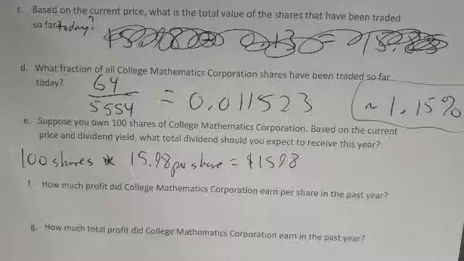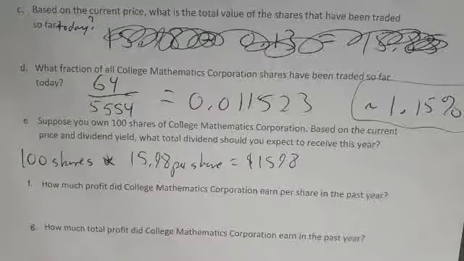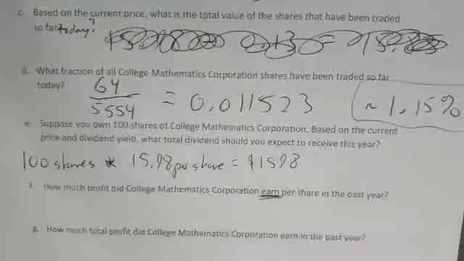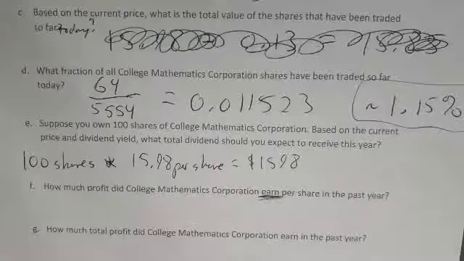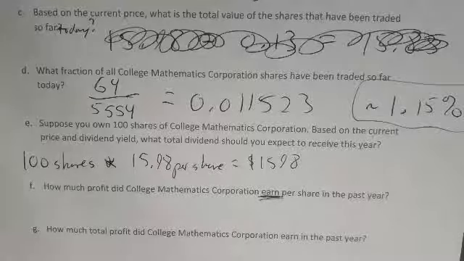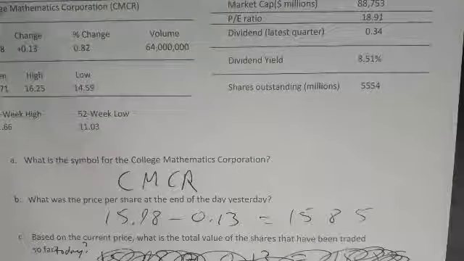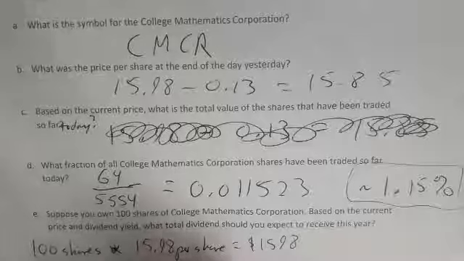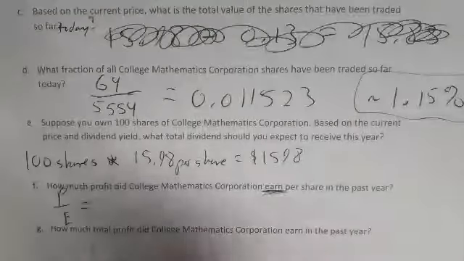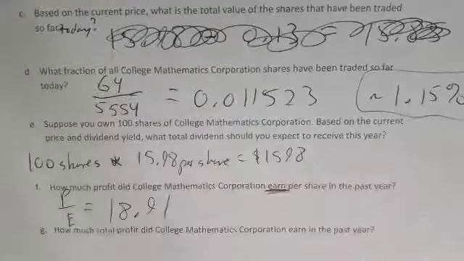The other thing here, and this one's a little bit weird because you got to solve for it too. So how much profit did CMCR earn per share in the past year? So they want to know how much they earned. What they're asking is, so they want to know earnings. So the thing in the ticker, coming back up here, what is the thing in the ticker that tells us earnings? And that thing is the price to earning ratio. So if I look at my P/E, price to earning ratio, it is 18.91 is what I'm grabbing from the table.